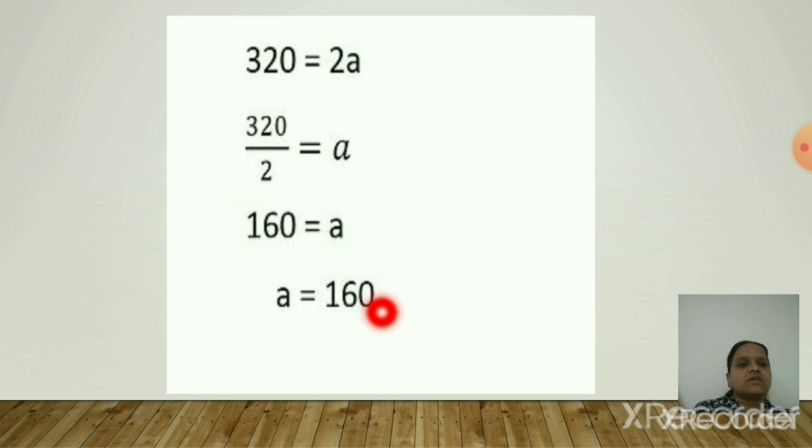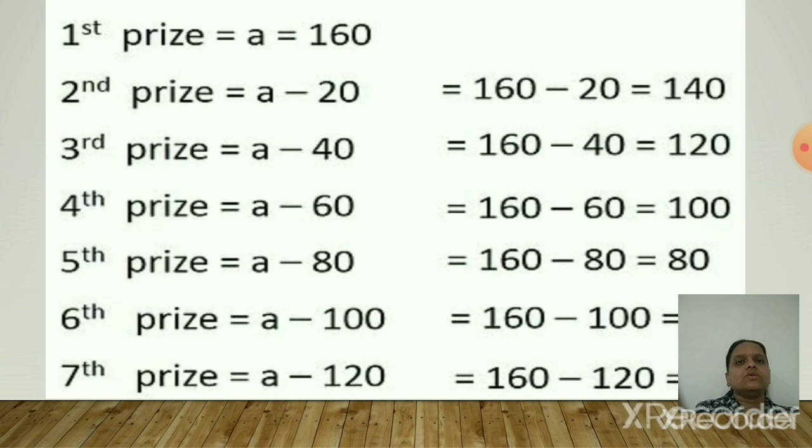That means the first cash prize, for the first person, is rupees 160. But they asked you to find all the cash prizes. That means the first person, second, third, and so on till 7. So let us find out. The first prize A equals 160, as we got just now. What will be the second one? A minus 20, that is 160 minus 20, which is equal to 140.